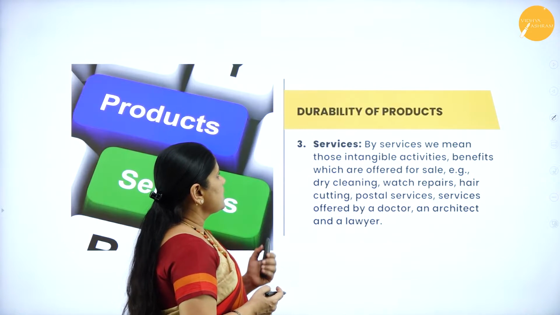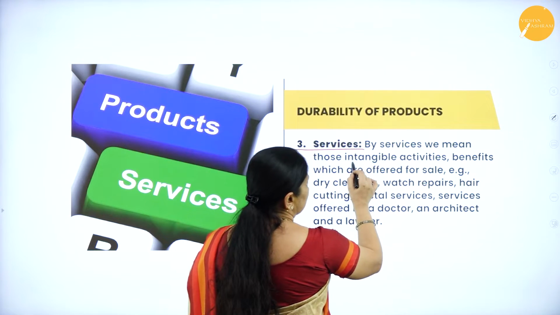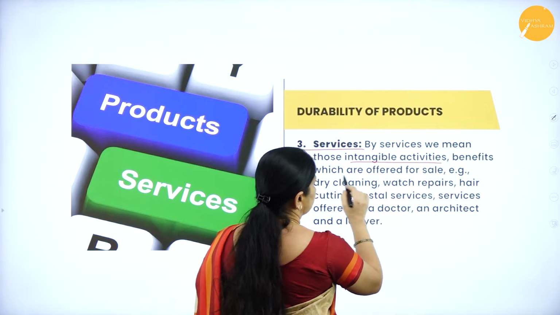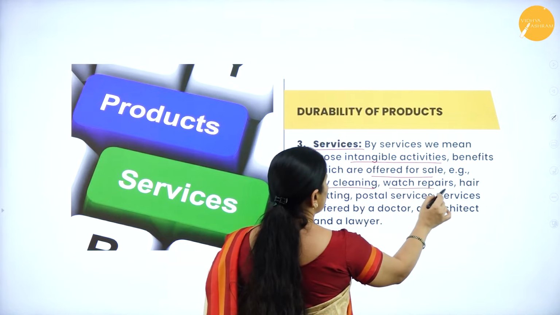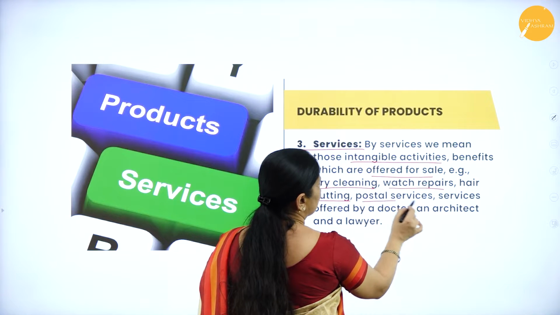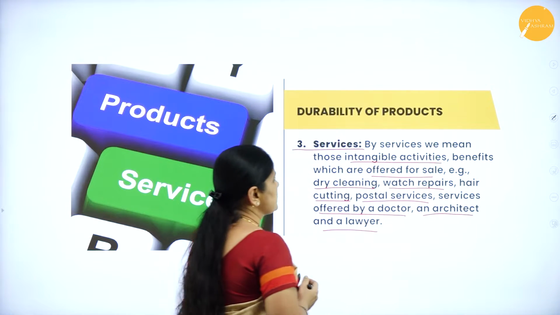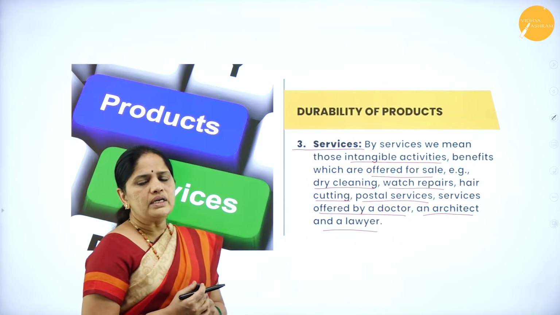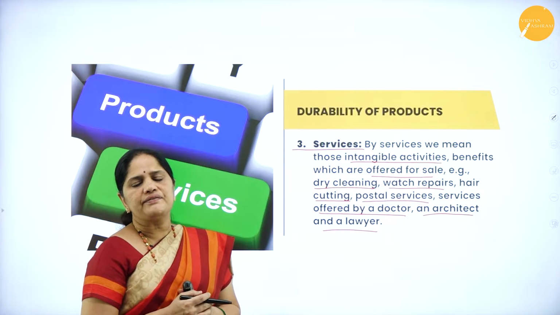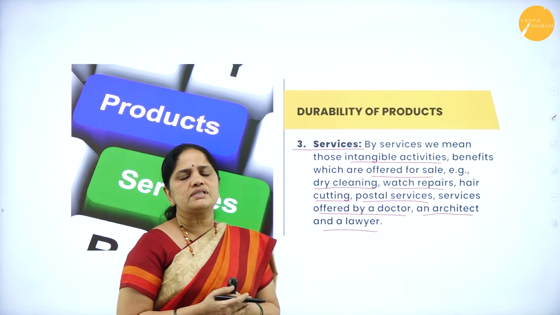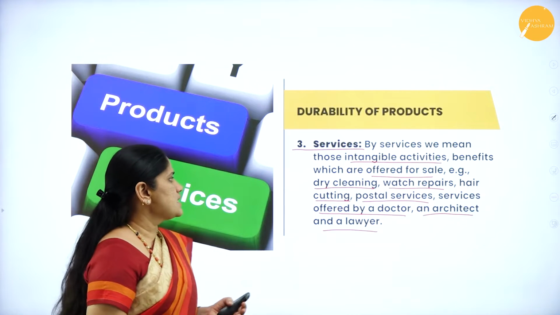Then the next kind of product is services. By services we mean intangible activities and benefits which are offered for sale, like dry cleaning, watch repairs, hair cutting, postal services, and services offered by a doctor, an architect, a lawyer, etc. Now, the third type of products are services. We cannot see the service; they are intangible, but we can get the effect of the service.